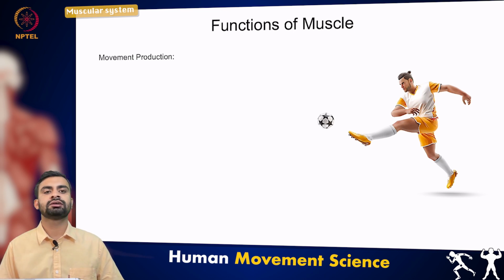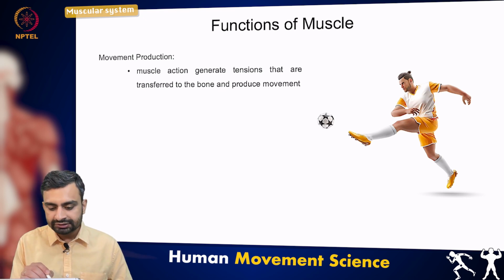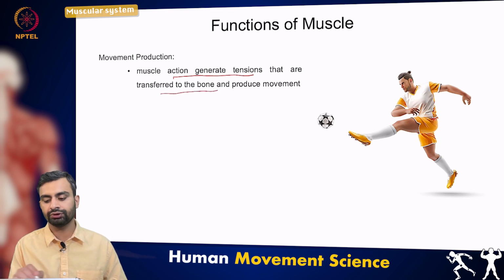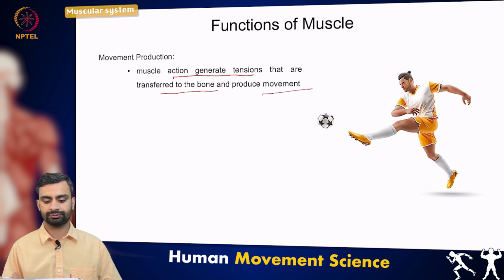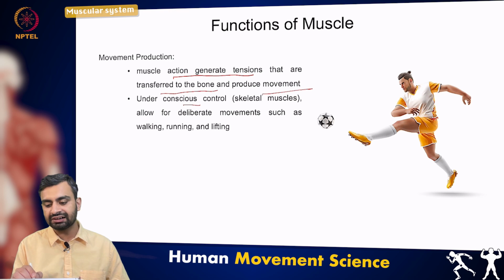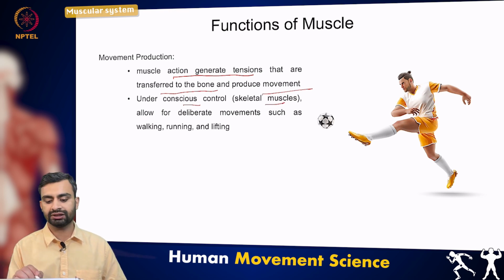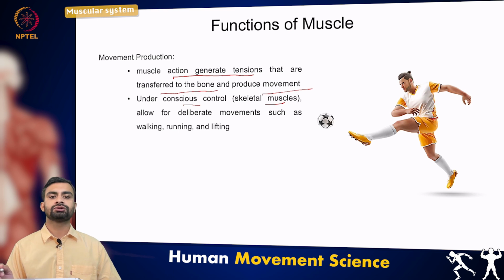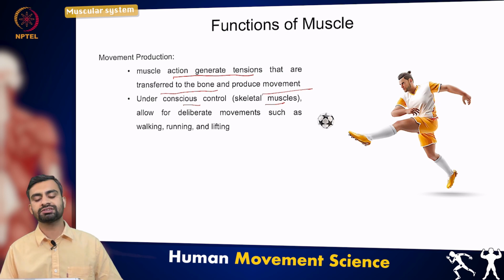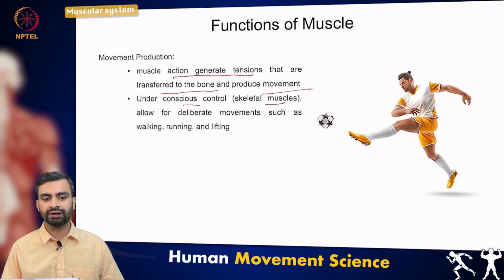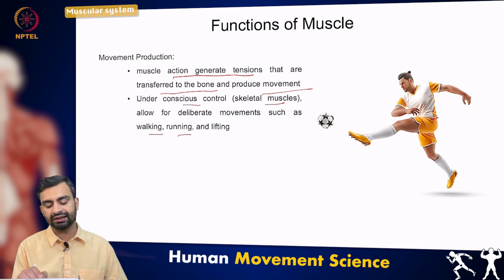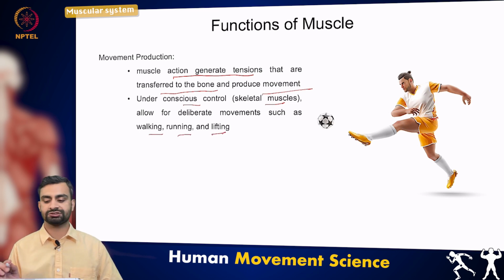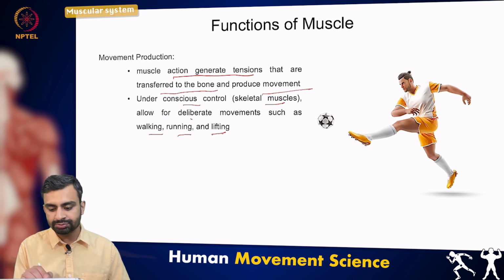One of the major functions of muscle is to produce movement. Muscle action generates tension that is transferred to the bone and finally results in a movement. Under conscious control, skeletal muscles can be controlled for deliberate movement such as walking, running or lifting. So we can consciously control the skeletal muscles to use the same muscle groups for different movement outputs. For example, walking, running and lifting may use some common muscles also, and with deliberate or conscious control we can get specific movement output.